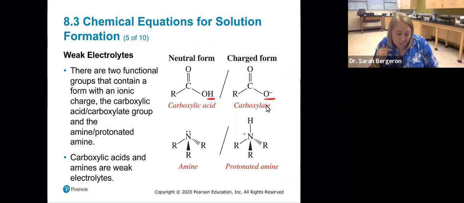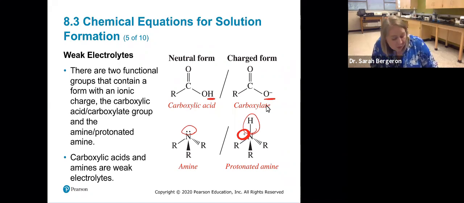Amine, excuse me, an amine. And when we have our amine, what we can do is the reverse. We can actually add a hydrogen. So instead of having this lone pair, we're going to actually add this hydrogen in. Well, that hydrogen is going to give it a positive charge. So our charge form is positive, so we call it protonated. It has that extra hydrogen, and so it has a positive charge.